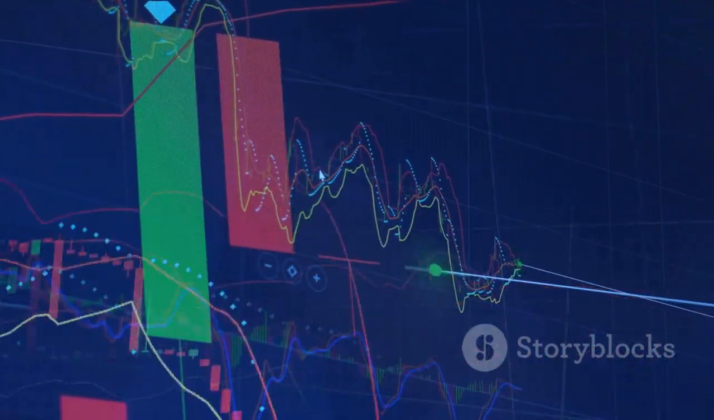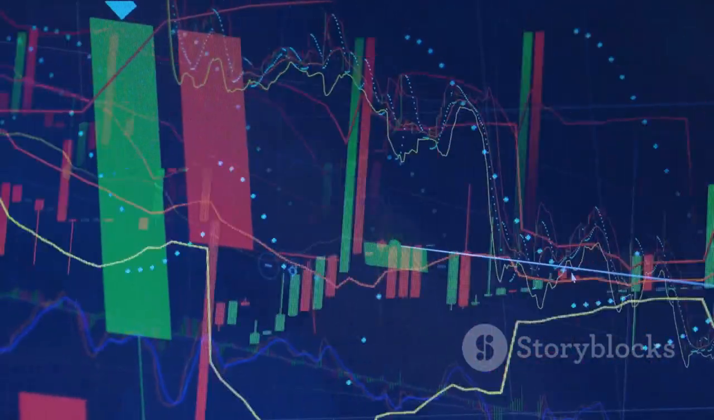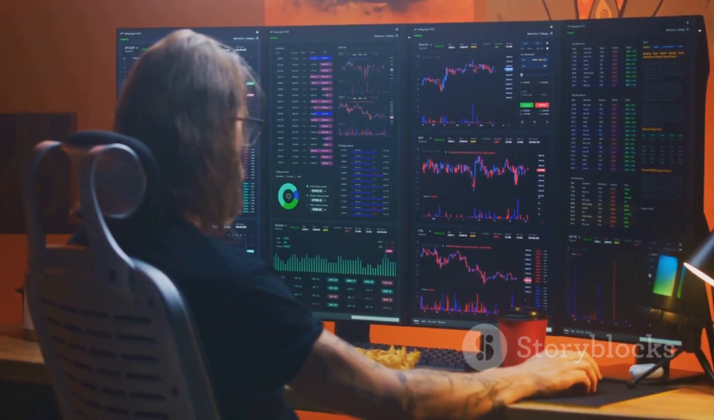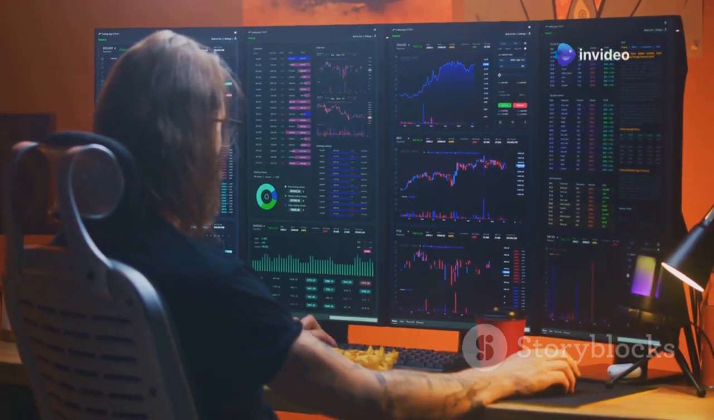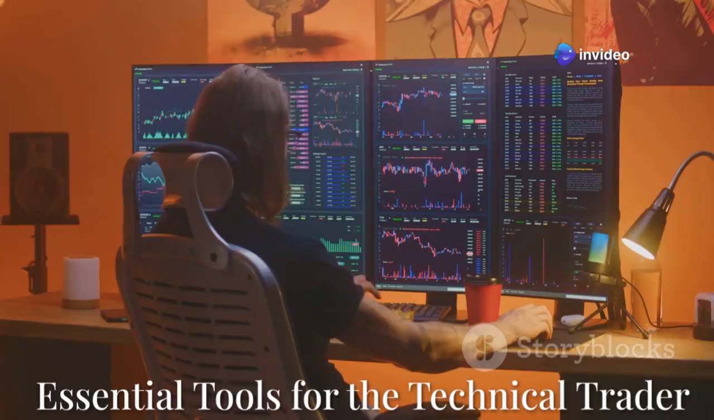Technical analysts believe that history often repeats itself in the market. By recognizing these repeating patterns, we can potentially get ahead of the curve and make more informed trading decisions.